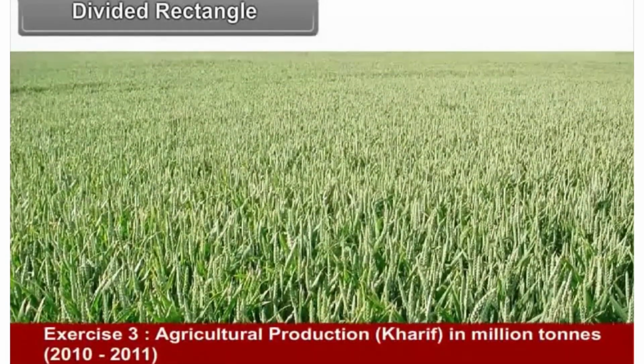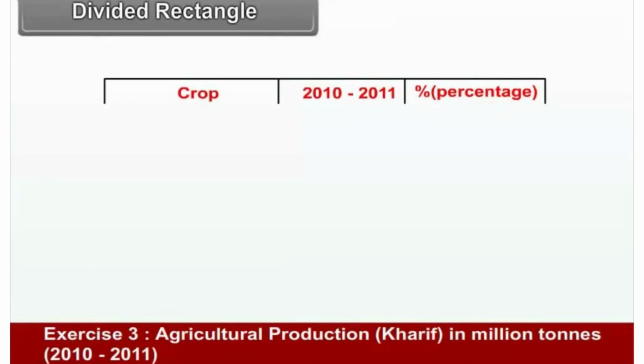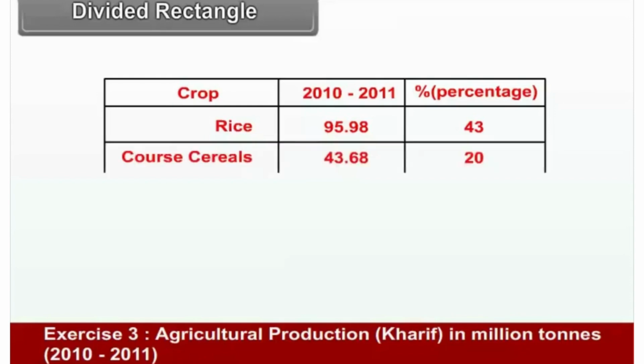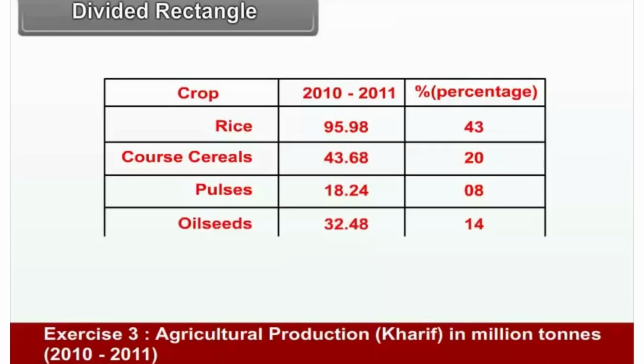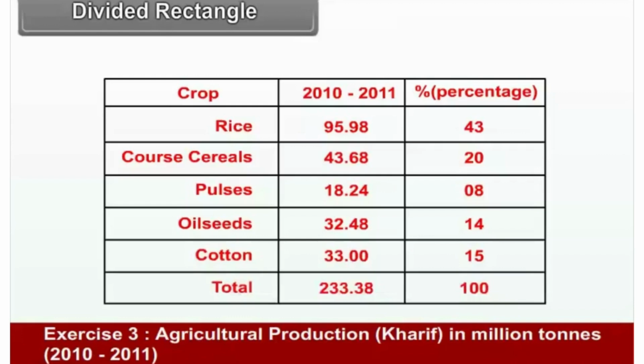Exercise 3. Agricultural production. Kharif in million tons, 2010 to 2011. Crops, 2010 to 2011 in percentage. Rice, 95.98, 43%. Coarse cereals, 43.68, 20%. Pulses, 18.24, 8%. Oilseeds, 32.48, 14%. Cotton, 33, 15%. Total, 223.38, that is 100%.